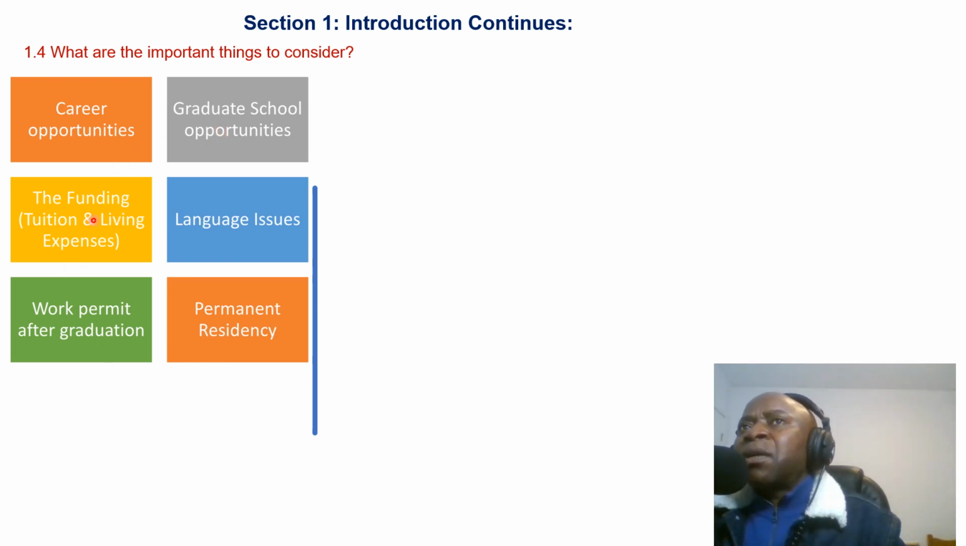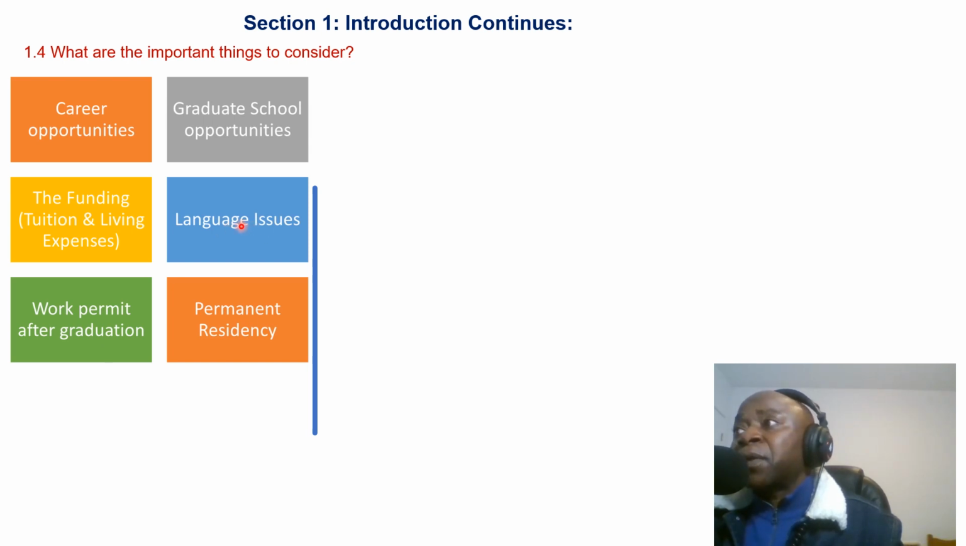Another consideration is the funding. It is very important, which is why in episode number 3 we provided the majority of the countries across the globe, with the average tuition fees and living expenses, for you to cross-check. So if you want to go to country A, you have to match the funding with the amount of funding available to you. Then also the language issues.